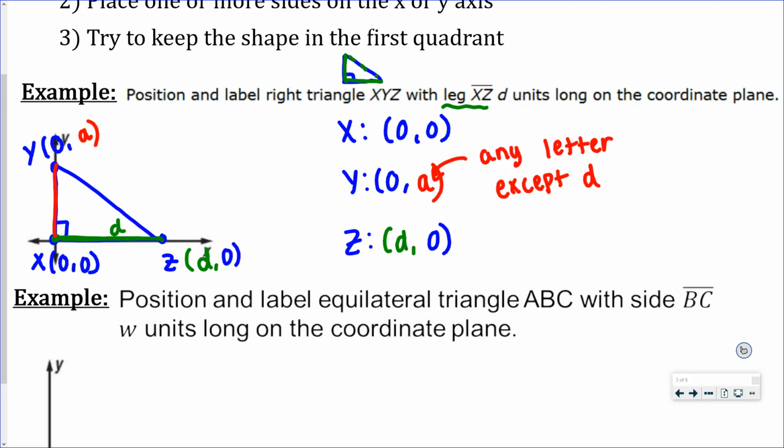All right. So again, you don't have to do this. If you just want to label them right in your work, I'm fine with that.